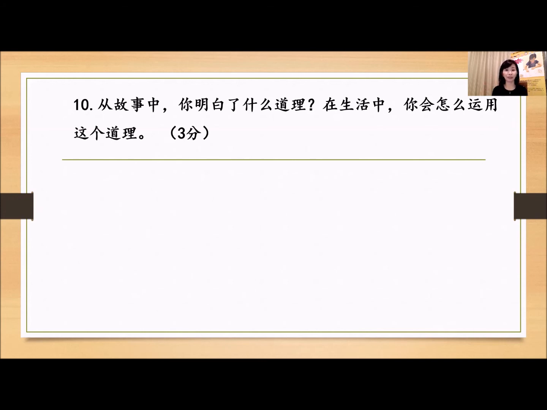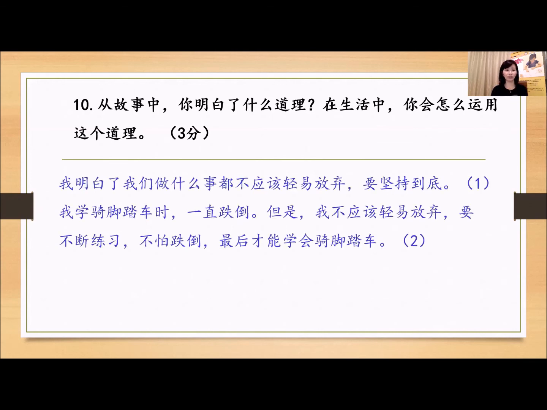All right. 所以在生活中你会怎么运用这个道理 So when you understand what the passage wants to tell you, then probably you have to create. Okay, this is more like a creativity question again. You have to tell me how you apply what you know and then use it in your life. Alright, so for example, 我明白了我们做什么事都不应该轻易放弃，要坚持到底 to persevere. 我学骑脚踏车的时候 so this is what you will do in your life.